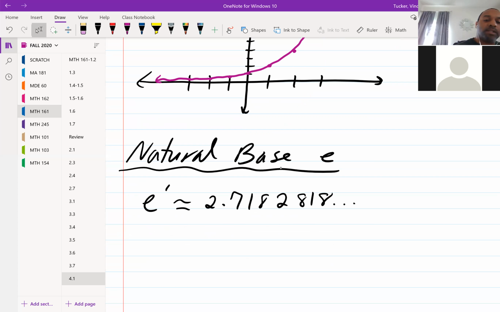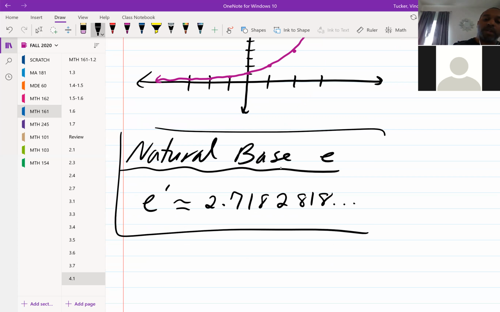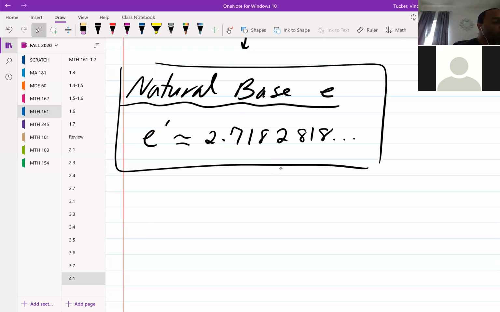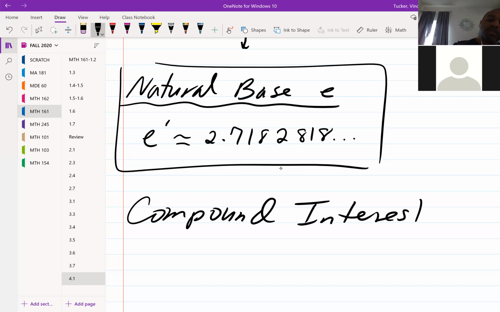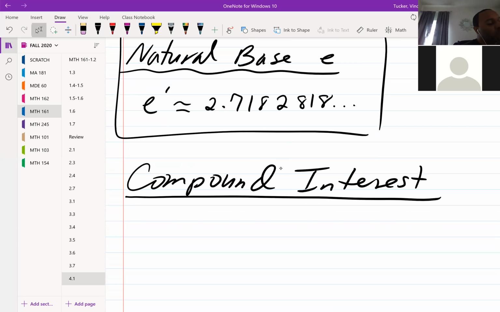We're going to come back to this when we get into our natural laws. They just introduced it and emphasized making sure you have the capability of using it. Now, we are going to use it in this next application, talking about compound interest. How do I want to start this off?